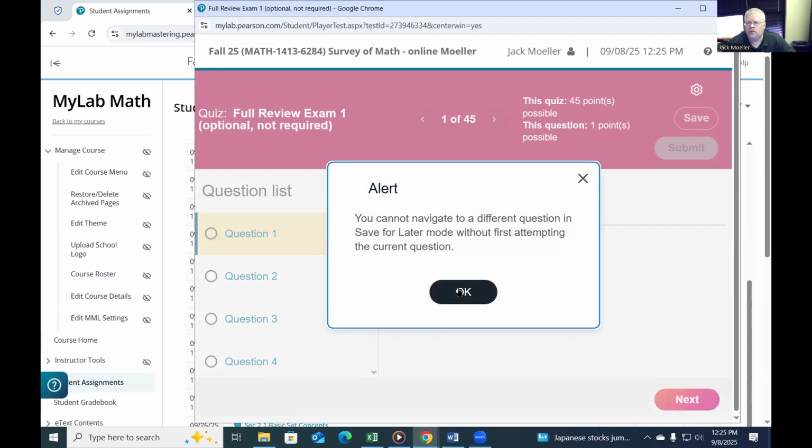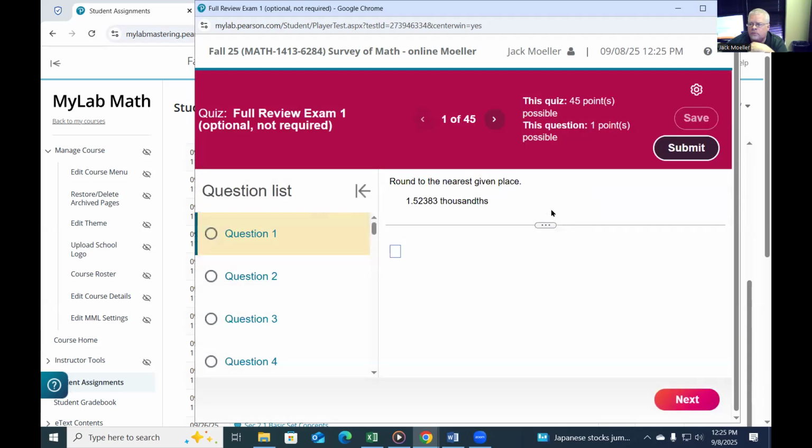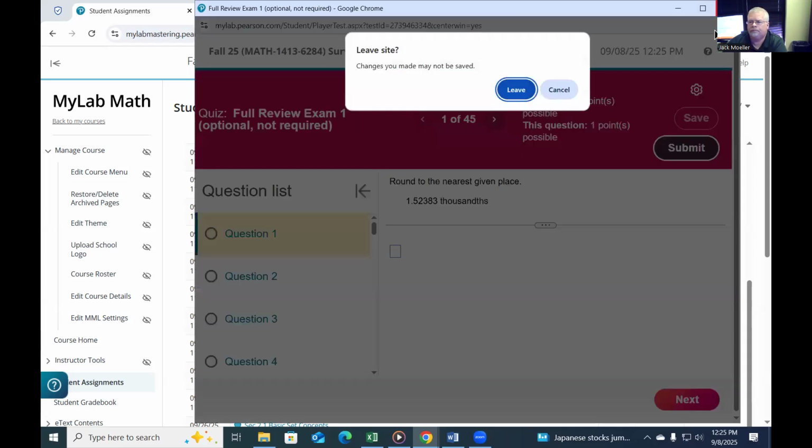Let's see. Okay. I need to change this. I tried to do it so you could save it for later, but then it won't let you. Let me fix something right quick.